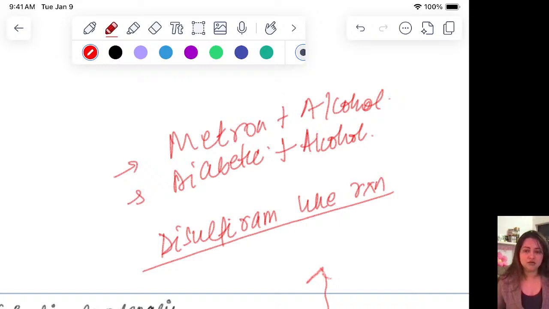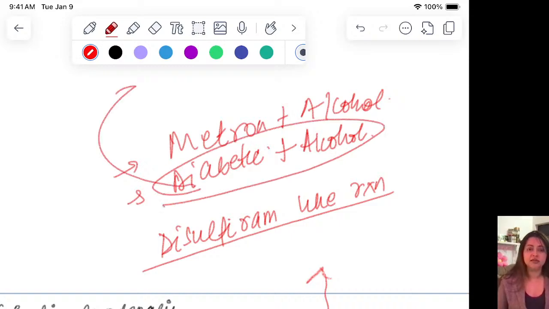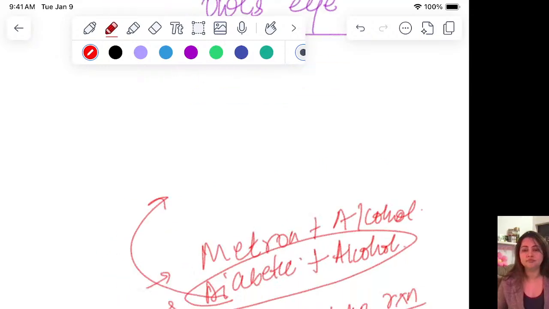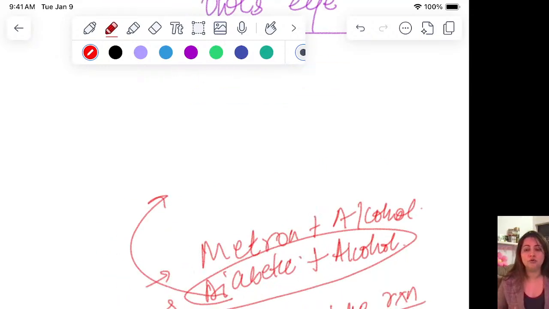Okay. So which anti-diabetic drug, when taken with alcohol, will produce a disulfiram-like reaction? Anyone? Anti-diabetic or oral hypoglycemic agent taken along with the alcohol producing the disulfiram-like reaction. The answer to this question is going to be sulfonylureas.